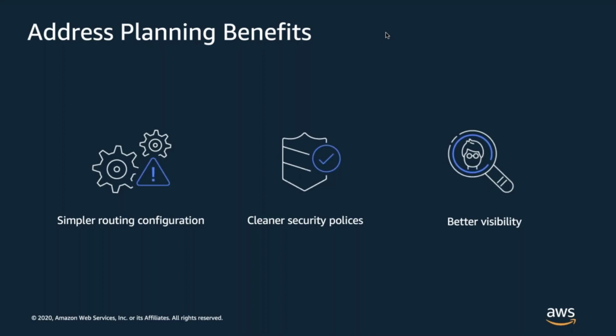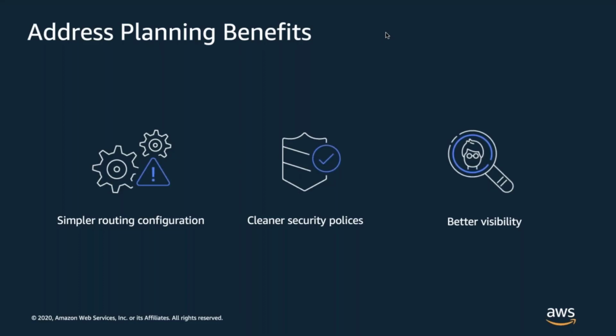It also makes for much cleaner security policies, right? If you allocated a big block for your testing environment, you can then just set up very simple rules in your production environment to say, I never want to see any addresses from testing appear in my environment. So the access control list would actually be very straightforward to set up.